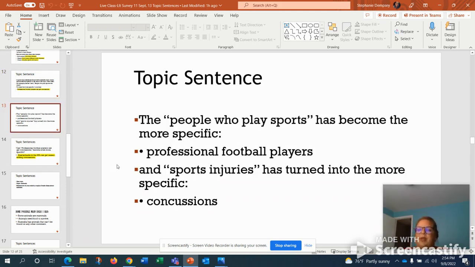Now, the people who play sports has become more specific. We could say the professional football players, like I said, and specific injuries has turned into the more specific concussions. So we're really taking our very broad statement and making it more specific.